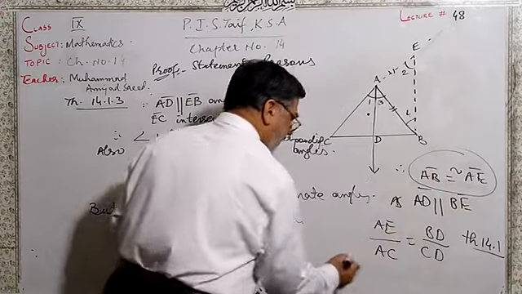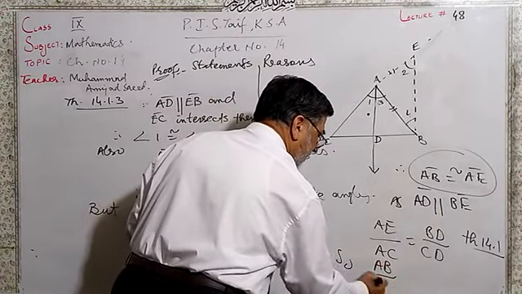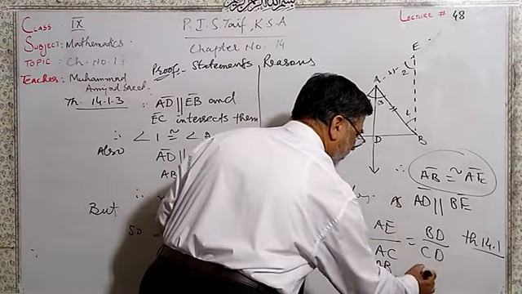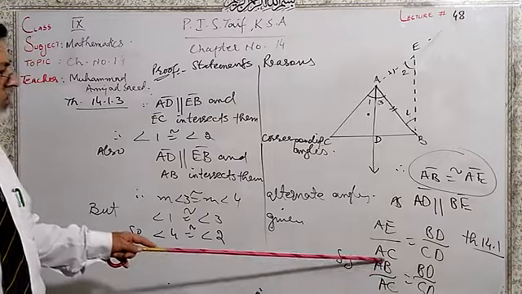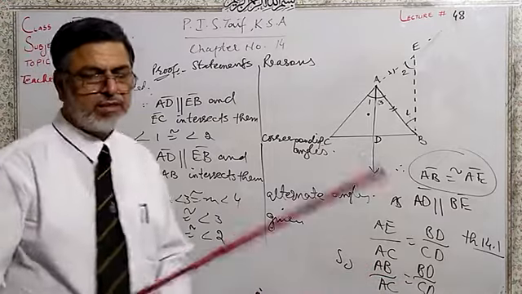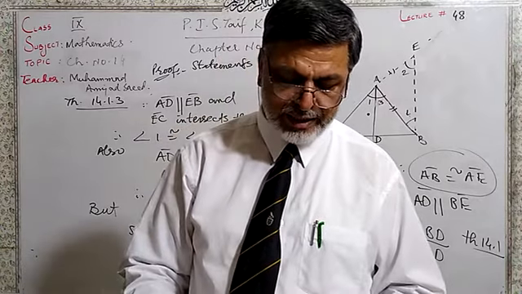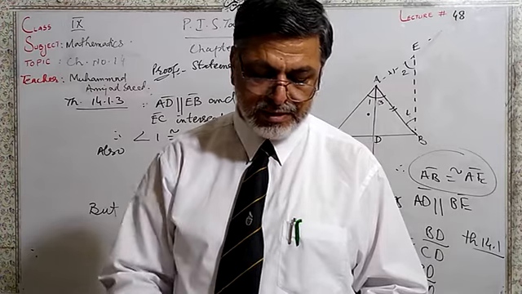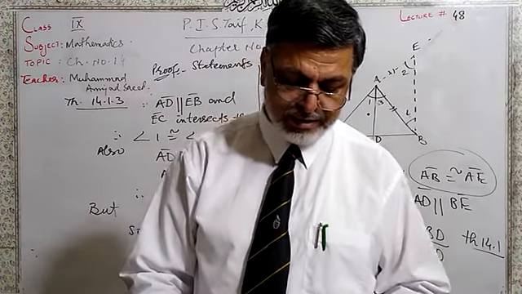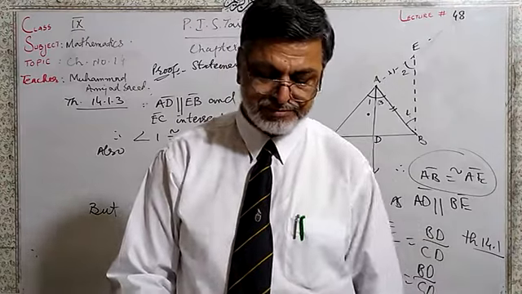But AE is equal to AB. So put this value of AE as AB. So AB over AC is equal to BD over CD. Dear students, that was your required answer. So that was your theorem number 14.3. After that, we have Exercise 14.2, we did that.